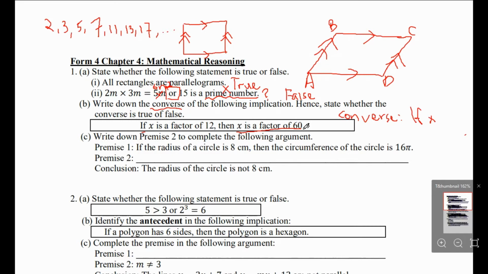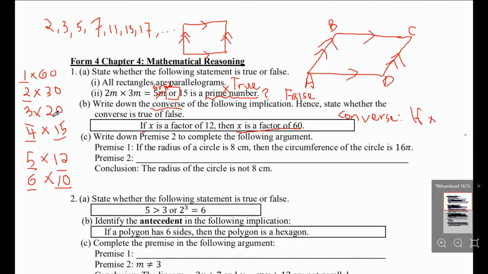Okay, if x is a factor of 60, so what is a factor of 60? Think of any two numbers that multiply together to get 60. So 1 times 60, 2 times 30, 3 times 20, 4 times 15, some more, 5 times 12, 6 times 10. Okay, no more. So factors of 60, we have 1, 2, 3, 4, 5, 6, 10, 12, 15, 20, 30, and 60. So these are the factors of 60.